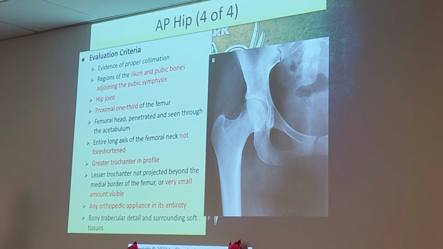We do want the greater trochanter in profile. Lesser trochanter as invisible as possible, or rather superimposed on that femoral shaft, so we're not visualizing it, although sometimes it will still stick out a little bit. It's okay. It does say very small amount visible. That's still considered optimal. Can't help it on some people. And any orthopedic appliance in its entirety. So a lot of evaluation criteria on that little x-ray, but all very important things, all little factors coming together.